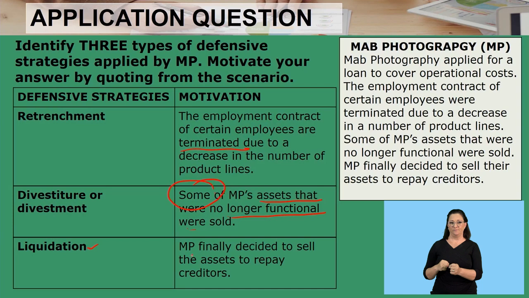So it says here, MP finally, I hope you can see finally, meaning this was the last thing. It means now divestiture or divestment did not work, even after we've sold some of the assets. It says here, MP finally decided to sell the assets to repay the creditors, meaning they've sold basically everything to pay the creditors. So this brings us to an end of our defensive strategies. Like I said, defensive strategies, there are 3. Diversification, also 3, intensive 3, integration, also 3. So we've come to an end of our application questions.